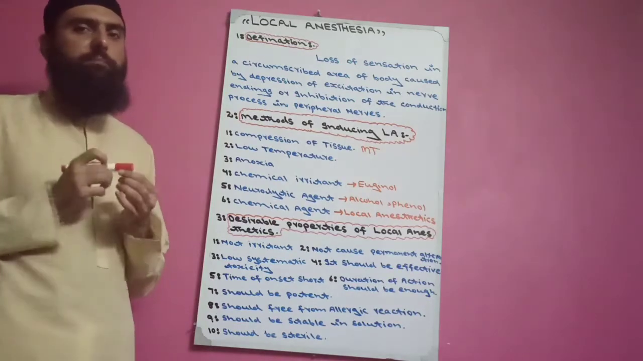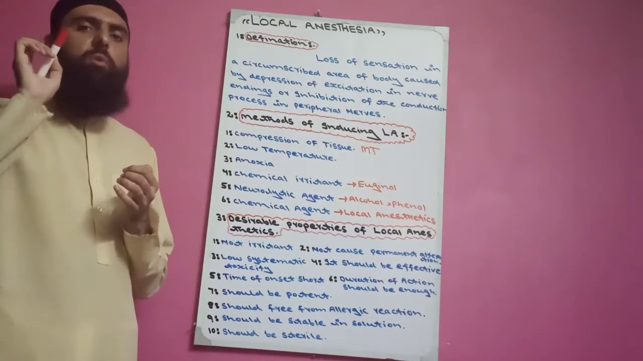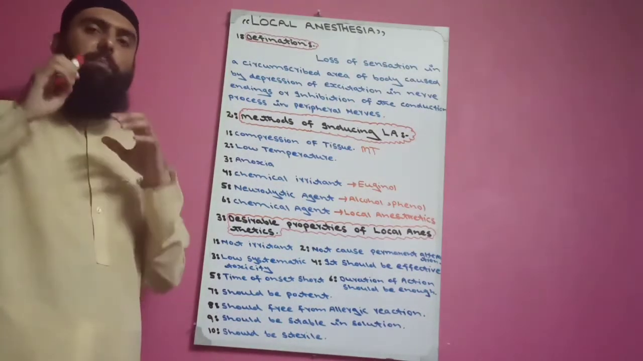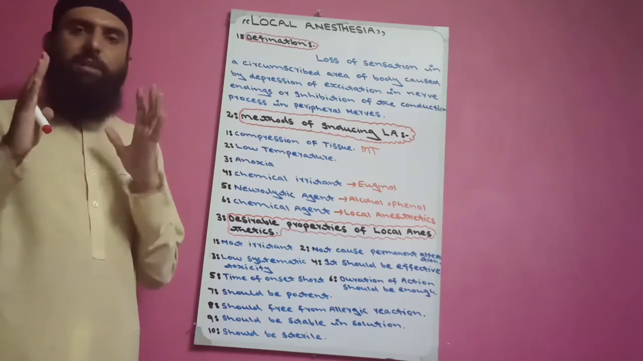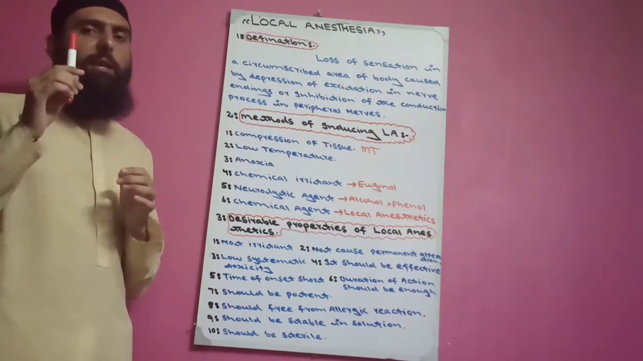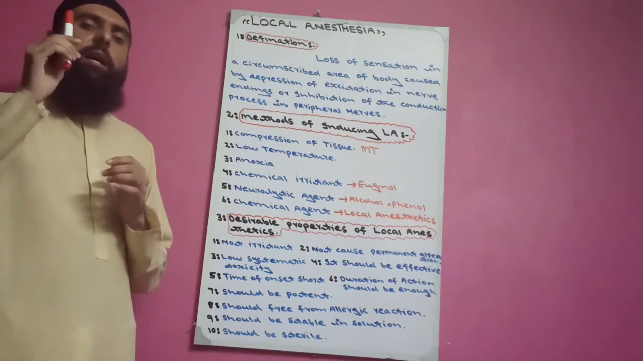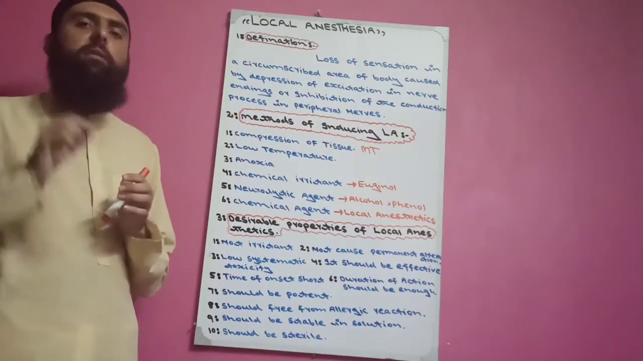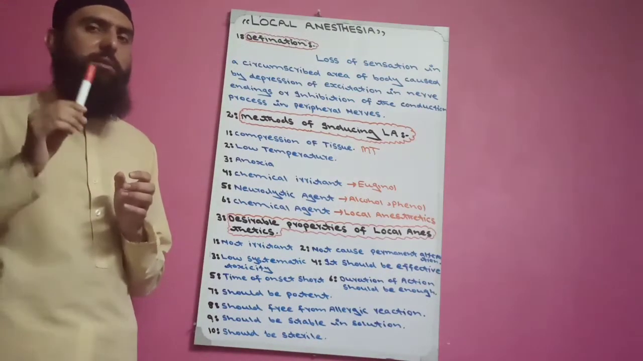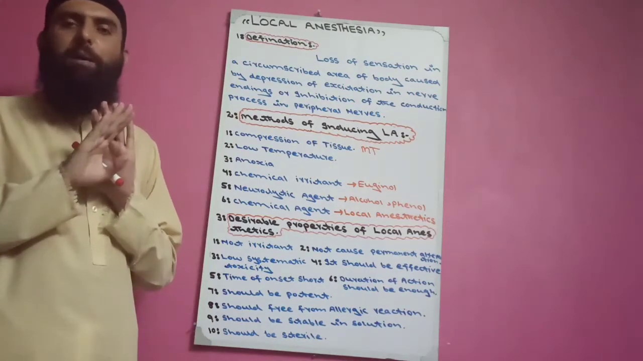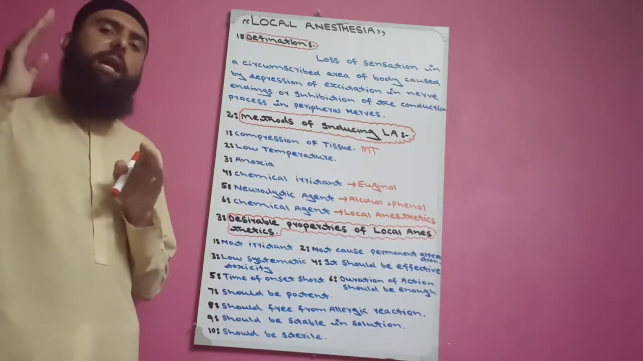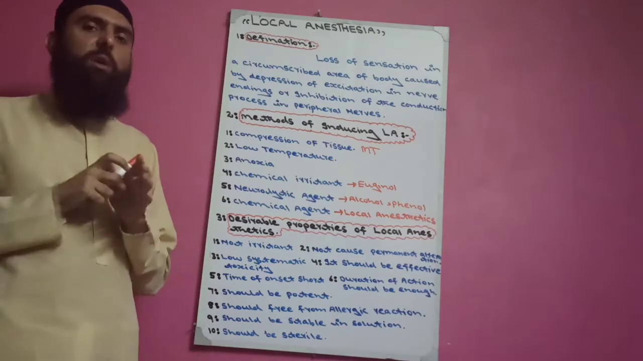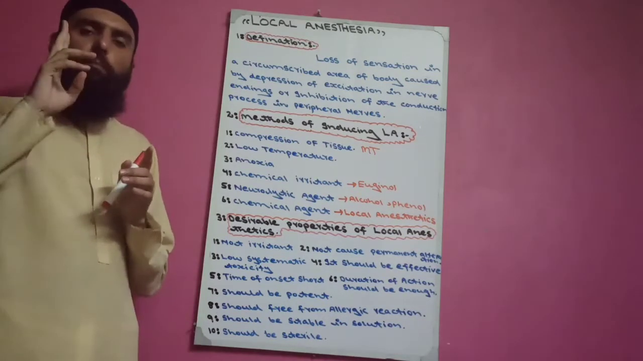The first criteria is for the agent we use for local anesthetic effect. The agent should be reversible. The effect of the agent should be reversible. Second, the effect produced by the agent should not be permanent. Like when we use alcohol, it permanently changes the function of the neuron. The agent we use in a clinic, in a ward, must fulfill these 2 criteria.